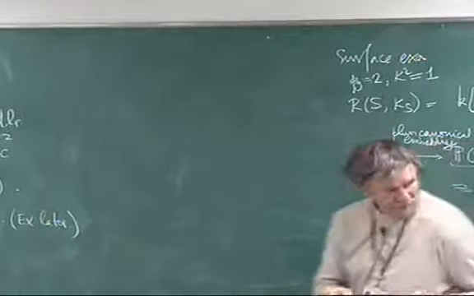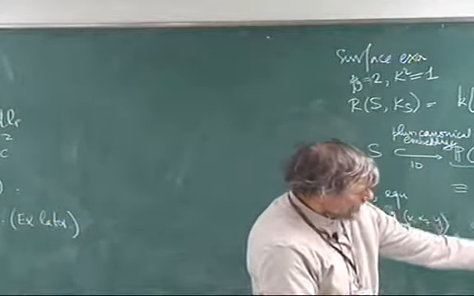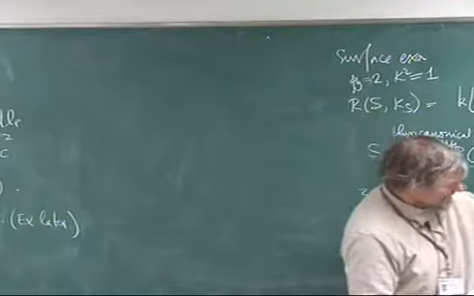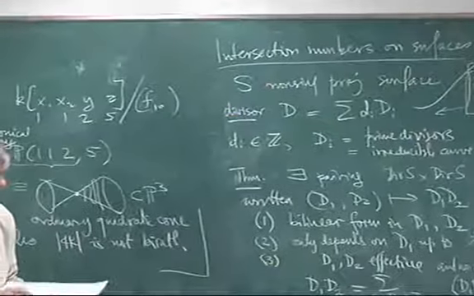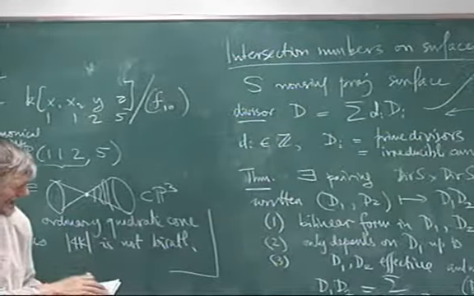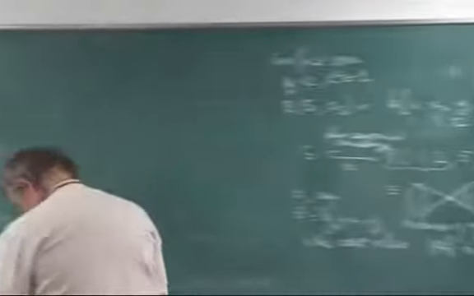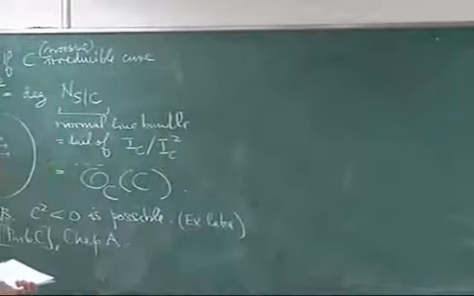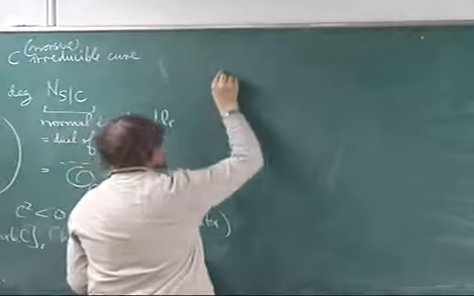I've been trying to give this as a set of axioms, 1, 2, 3, 4, and then maybe you know everything you need to know about intersection numbers. So instead of axioms, another rhetorical device is to give a slogan.